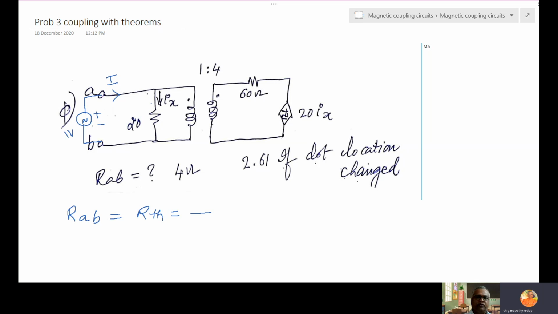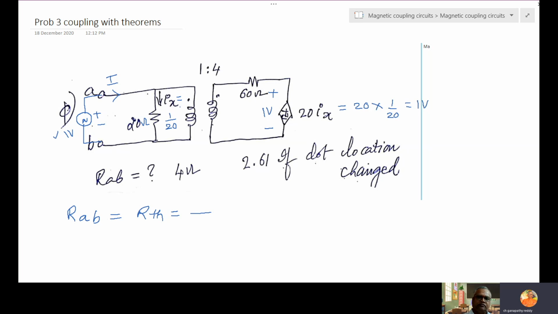When 1 volt is applied, what is the voltage across 20 ohms? It is 1 volt only. Then Ix will be 1 by 20. Then this is 20 Ix, so 20 into 1 by 20 is equal to 1 volt. So what is the voltage here coming? 1 volt.